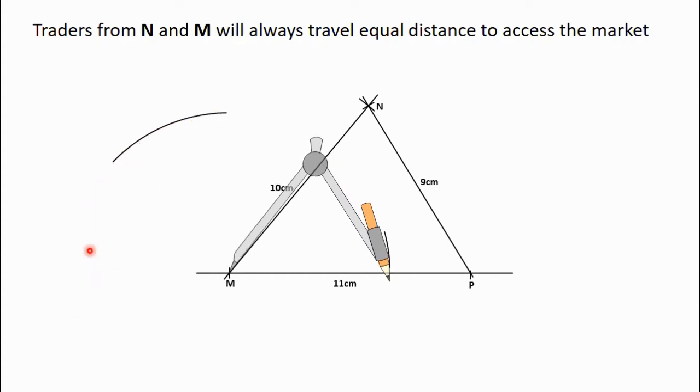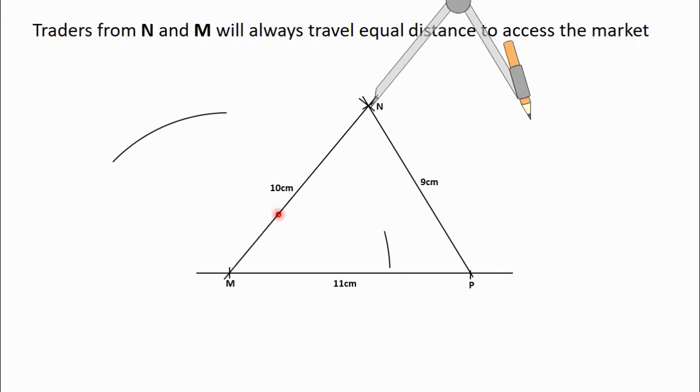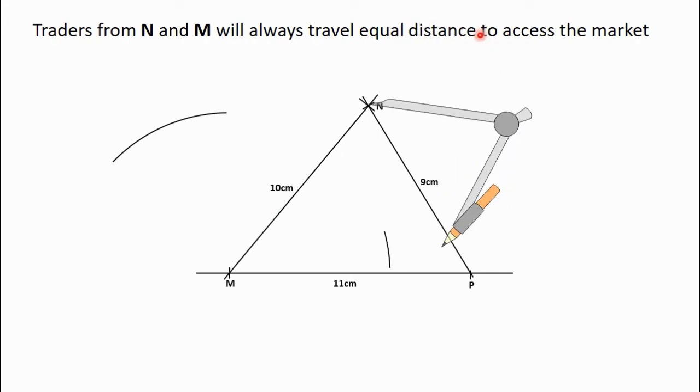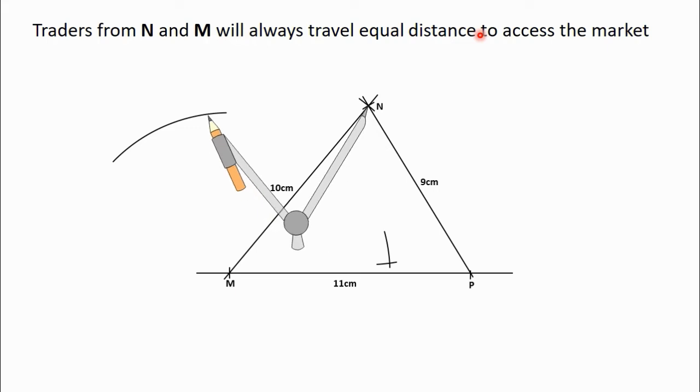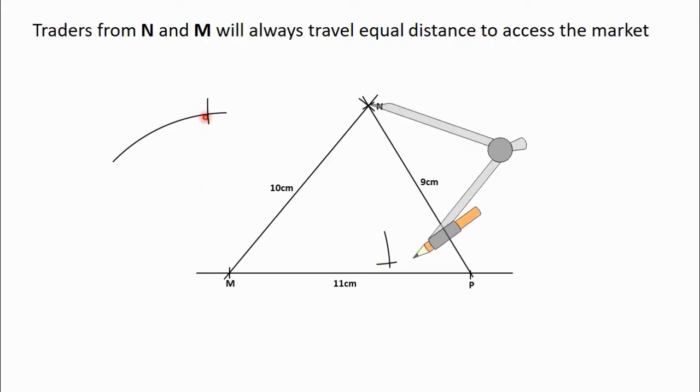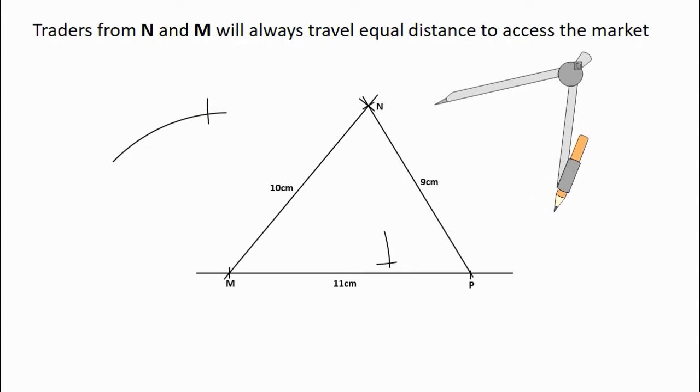After doing this, I'll move the needle of the compass to point N. Then with the same radius, I will turn it and construct an arc to intersect the first arc that I constructed. Then I'll move it to this side also and construct another arc to intersect the first arc that I've constructed. I'm going to clean this side of the arc.